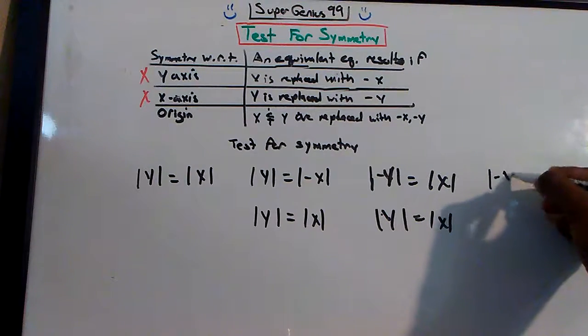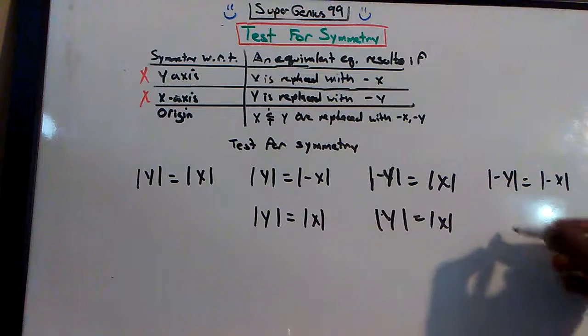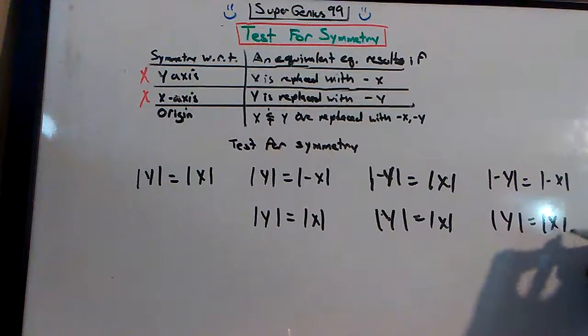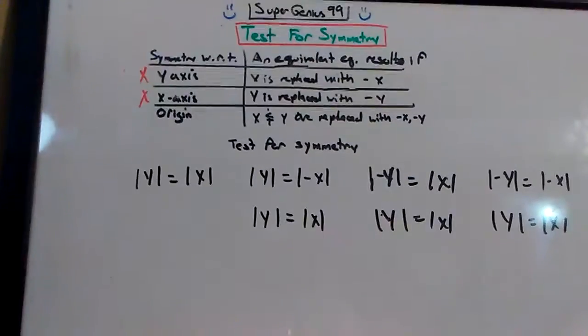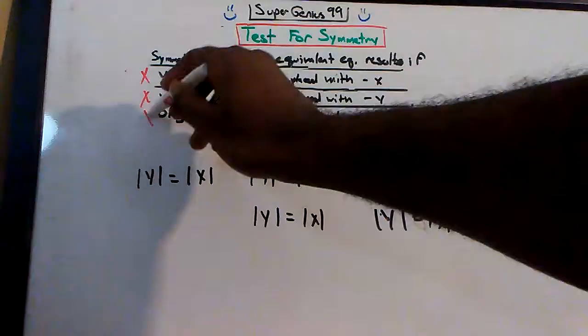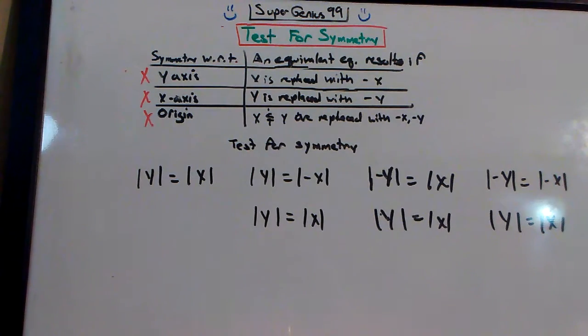So does the absolute value of negative y equal the absolute value of negative x? Yes, because the absolute value of negative y and the absolute value of negative x do reduce to that. Okay, so you got the x-axis, you got the y-axis, and you got the origin, all three in one.